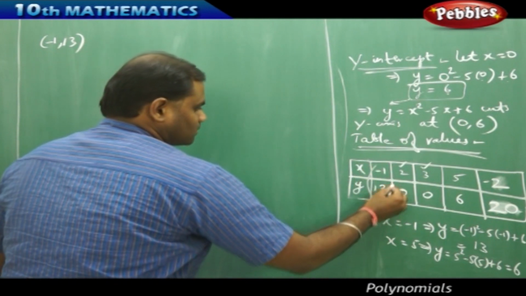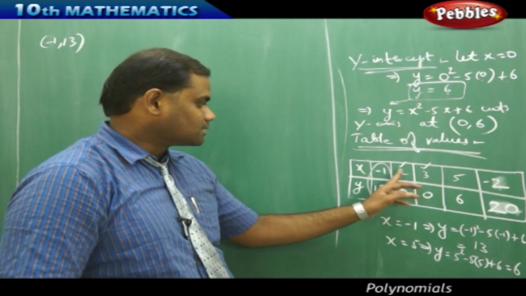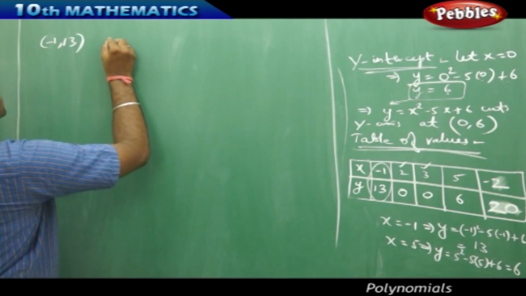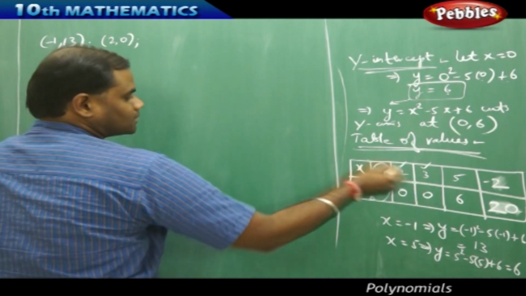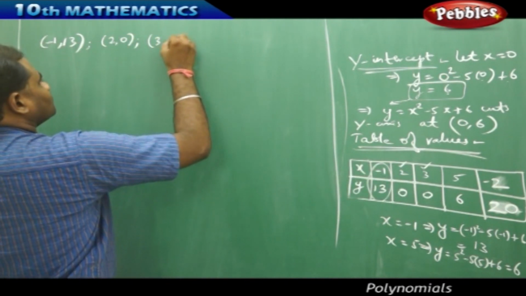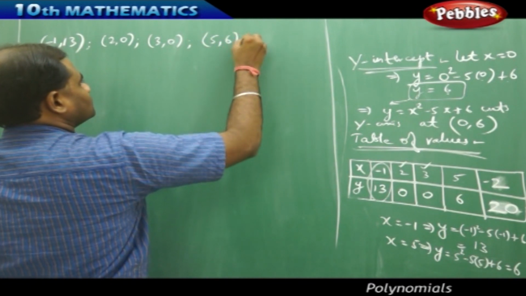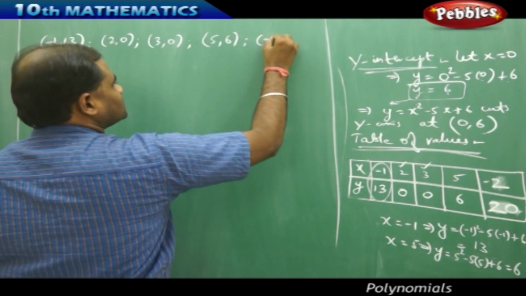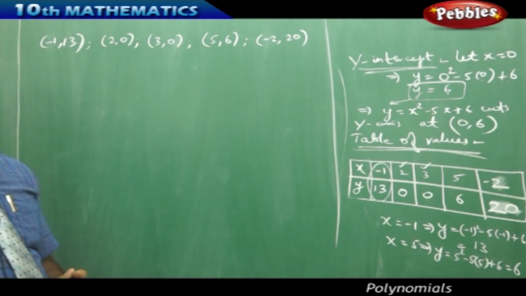correspondingly for x equal to -1, y equal to 13 gives me the first coordinate, and then the second coordinate is (2, 0), and the third coordinate is (3, 0). The fourth coordinate is (5, 6), and the last coordinate is (-2, 20). That is how I took the different coordinates.